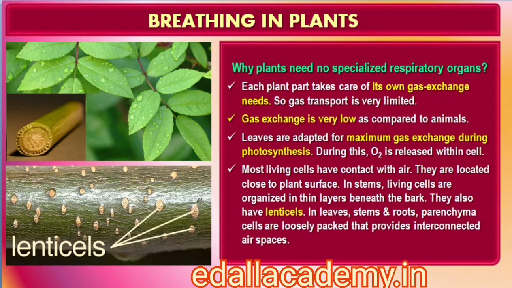Third, the distance that gases must diffuse even in large, bulky plants is not great. Each living cell in a plant is located quite close to the surface of the plant. This is true for leaves, you may ask, but what about thick, woody stems and roots? In stems, the living cells are organized in thin layers inside and beneath the bark. They also have openings called lenticels. The cells in the interior are dead and provide only mechanical support. Thus, most cells of a plant have at least a part of their surface in contact with air. This is also facilitated by the loose packing of parenchyma cells in leaves, stems and roots, which provide an interconnected network of air spaces.